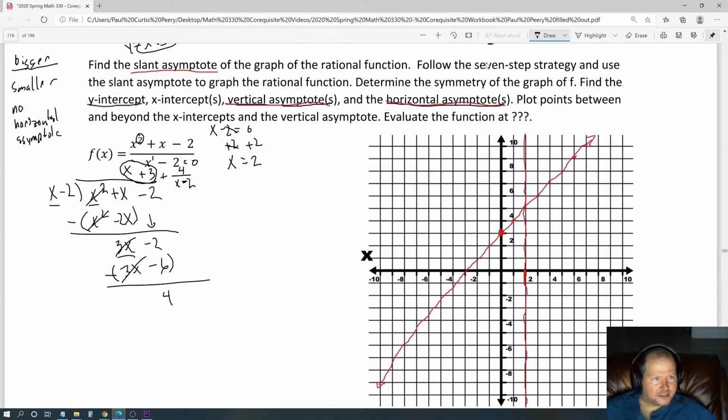So let's see if we want a y-intercept. That means we set x equals 0. And whenever we want an x-intercept, we set y equal to 0, right? Okay, so let's see what happens if we do x is equal to 0.